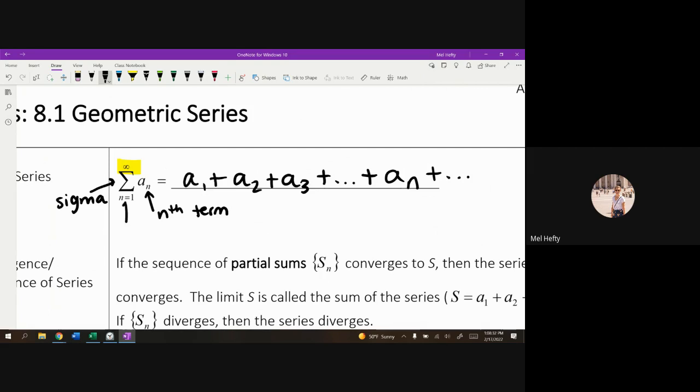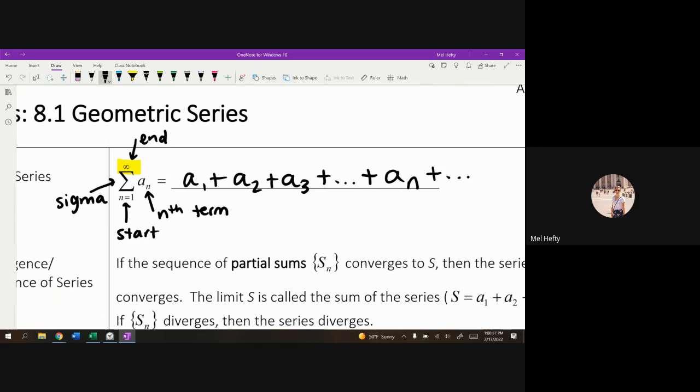How do I know where to start? This number down here. I'll just write start. All right. That could be n equals 1. It could be n equals 0. It could be n equals 17. But whatever number is down there, that's where we're going to start. And this is where we end. Again, for us, that's pretty much exclusively going to be infinity.